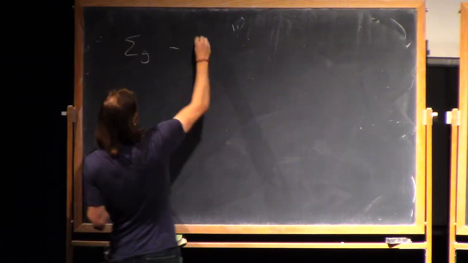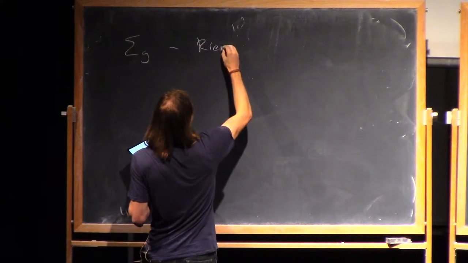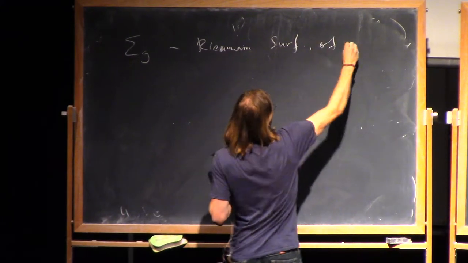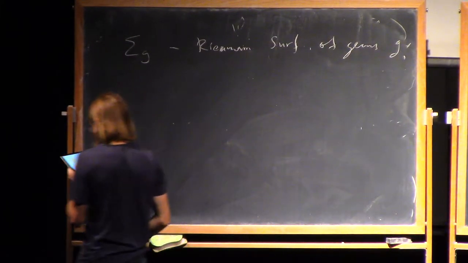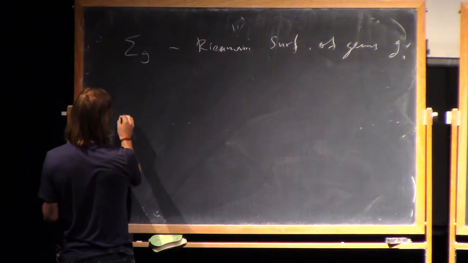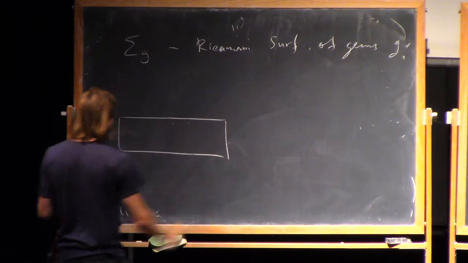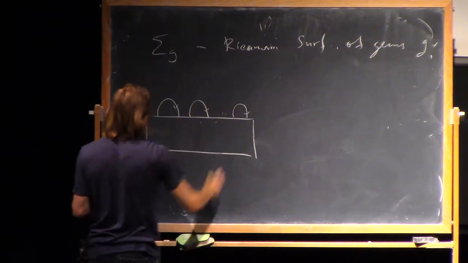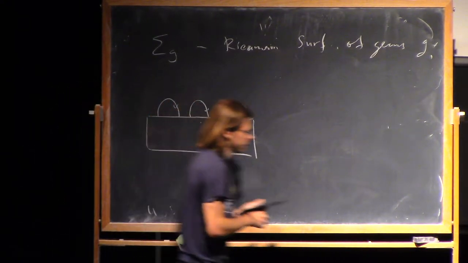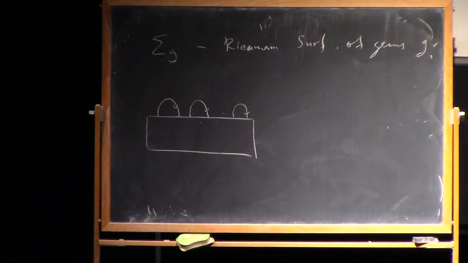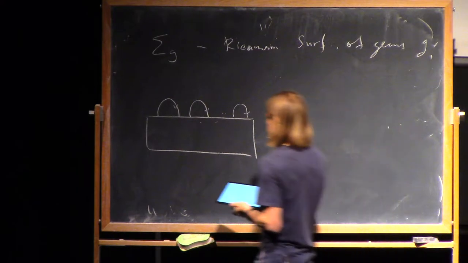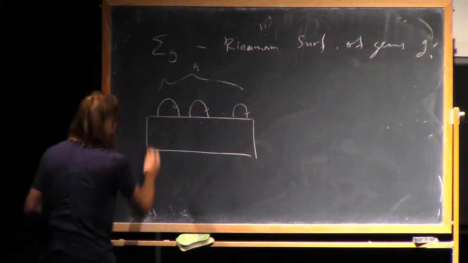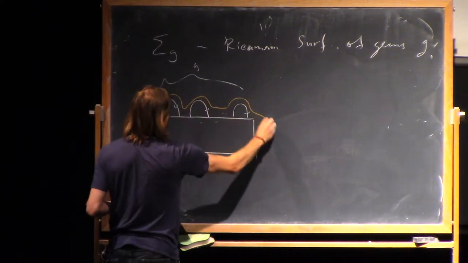Let me take Sigma_g to be a Riemann surface of genus g, and let me understand this Riemann surface as follows. Let me consider a rectangle and a bunch of oriented strands attached to this rectangle. The number of rectangles will be g, and I understand my Riemann surface as the boundary of a handlebody, which is obtained by thickening this picture.